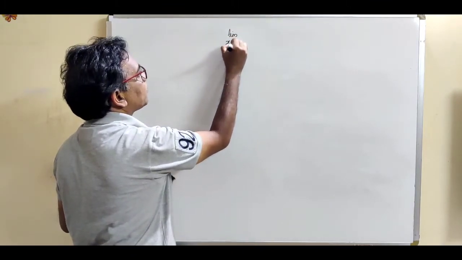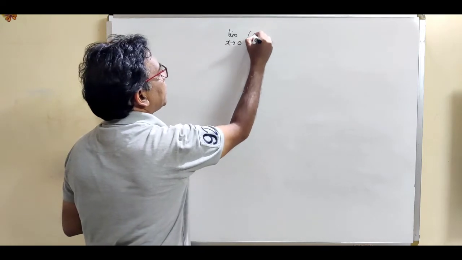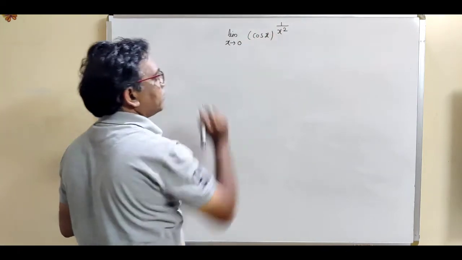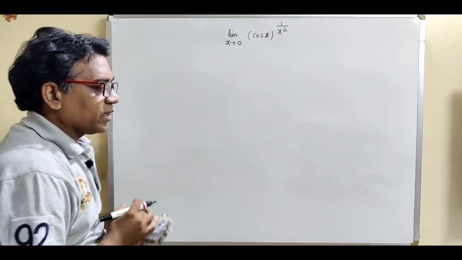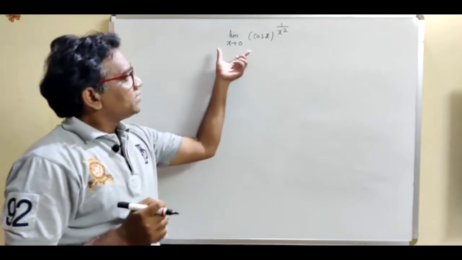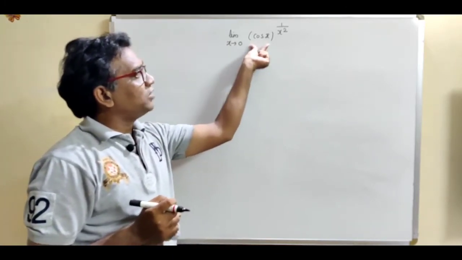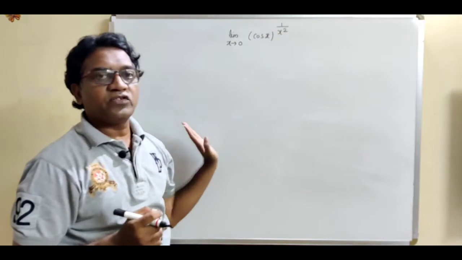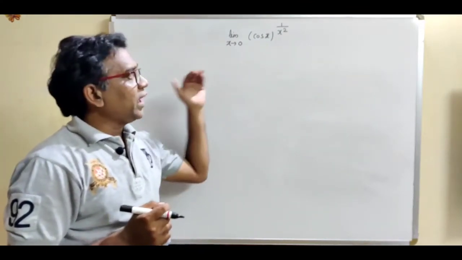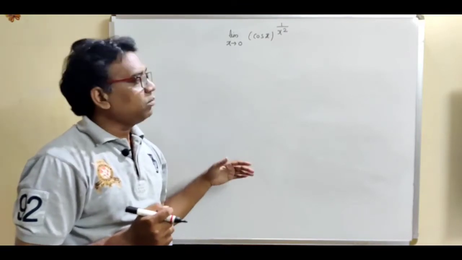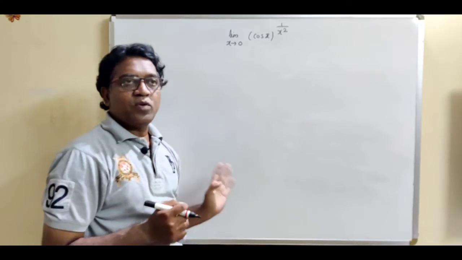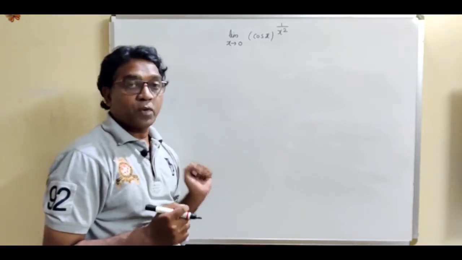Evaluate the limit as x tends to 0 of (cos x) raised to 1 upon x square. See, this is the same topic. This limit form contains a function raised to another function, so this is not the proper form. For L'Hopital rule, what is the proper form? We require the division form, either 0 by 0 or infinity upon infinity. That is our proper form.